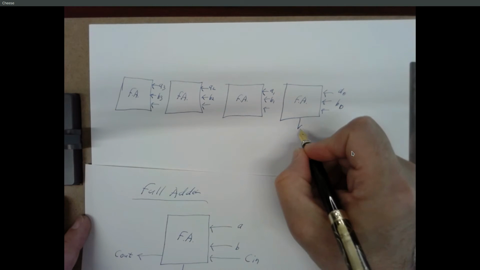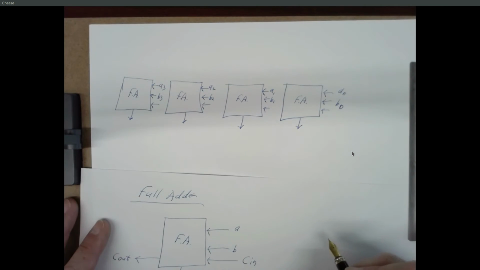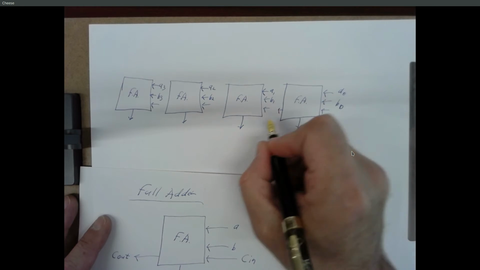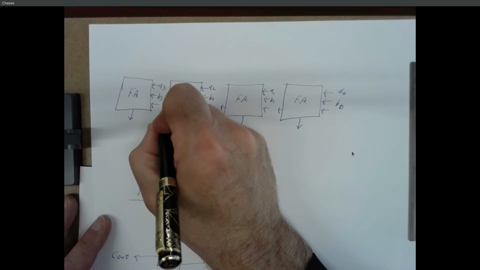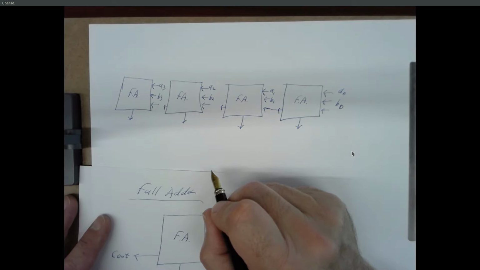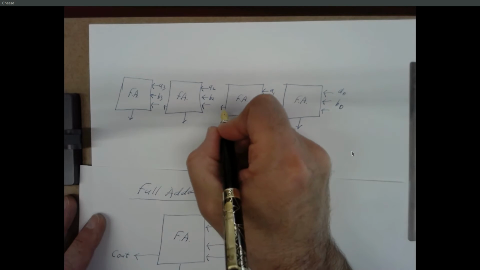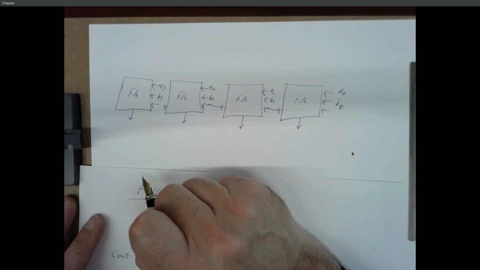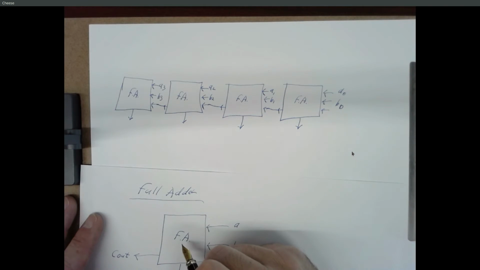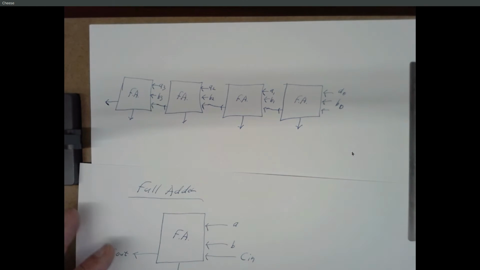And I'm going to generate my sum from each block down on the bottom. And each of these generates a carry out. I'm going to take the carry out from this first adder and feed that to the carry in of the second adder. And the second adder's carry out I'm going to feed to the carry in of the third. And the third adder's carry out I feed to the carry in of the fourth. And the fourth adder's carry out, I'll just let it hang out here in space.